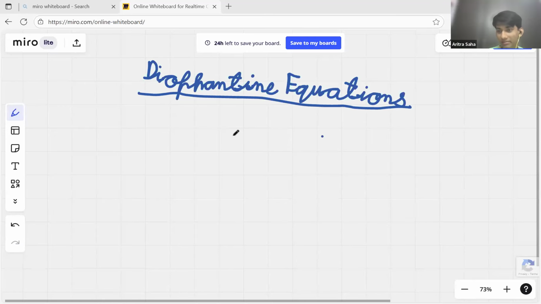So what are Diophantine equations? They are an important concept in number theory. Normally if we have some equations and we have to solve them, we have n equations and n variables.